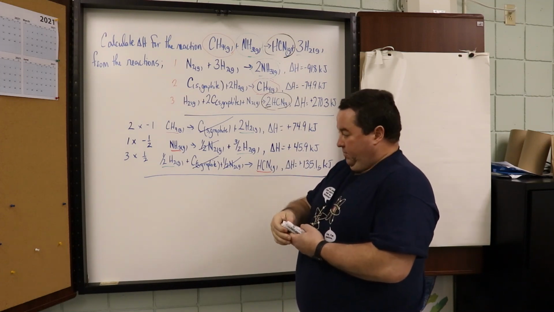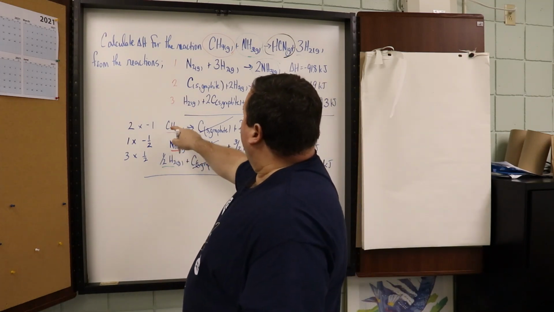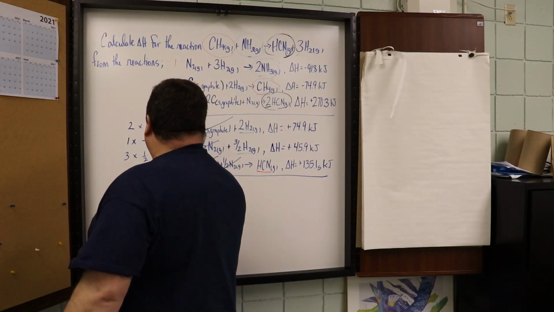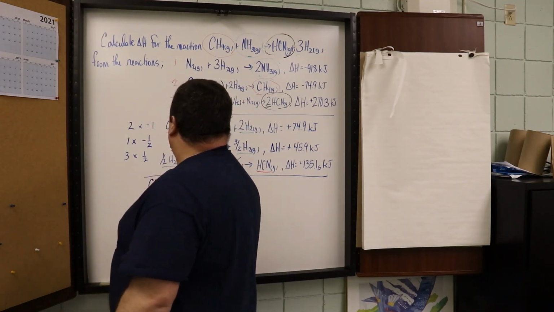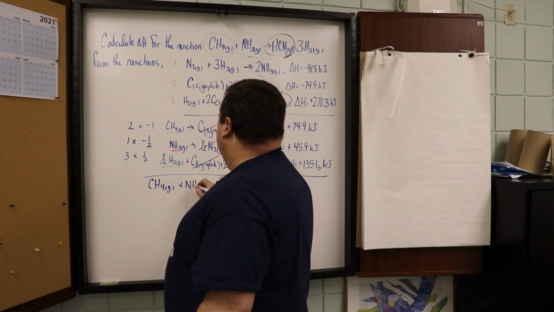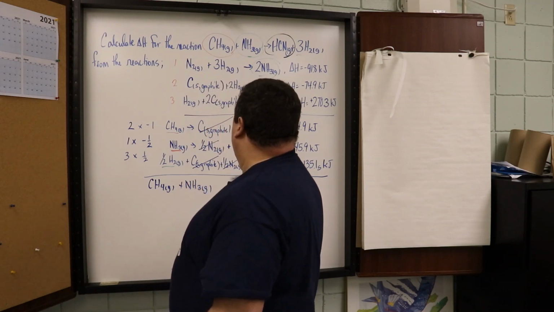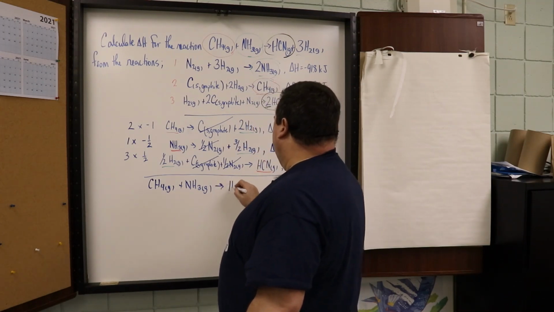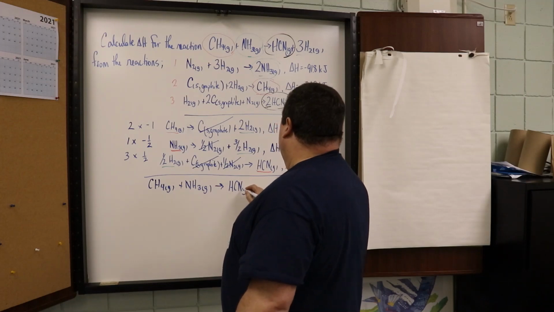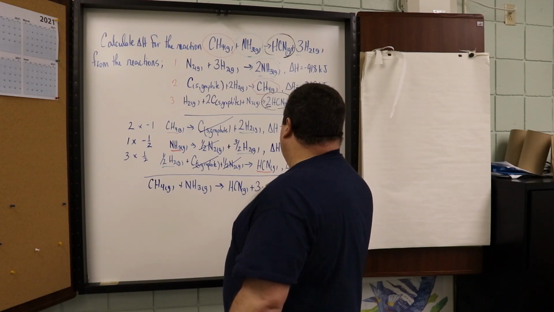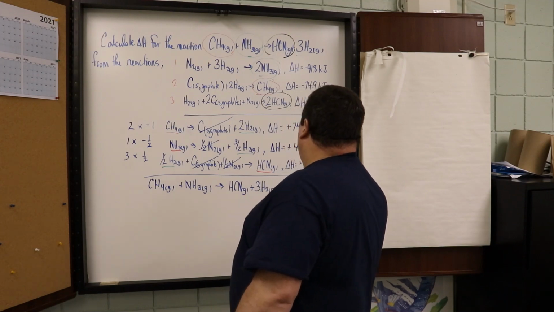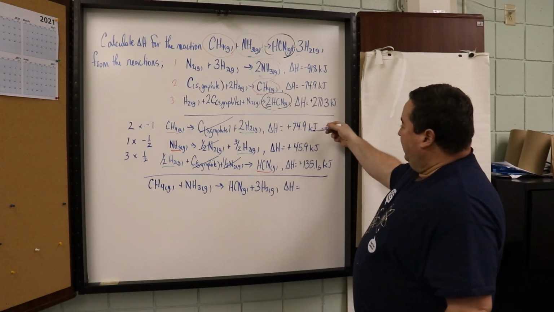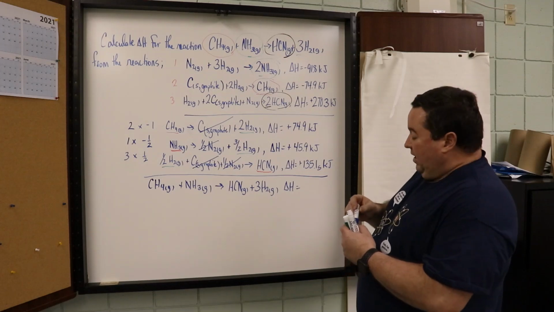So if I write down what's left, I have CH4 plus NH3 produces HCN and 3H2 gas. Delta H, if you follow this method, will be the sum of my individual enthalpies.